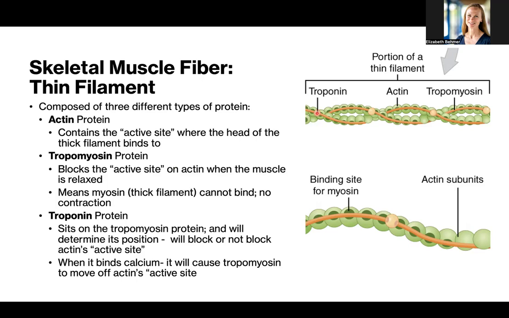So that's kind of our first hint. We need calcium in order for muscle contraction to occur because calcium will bind to troponin, and that will move tropomyosin off of actin's active site so that myosin heads can bind.